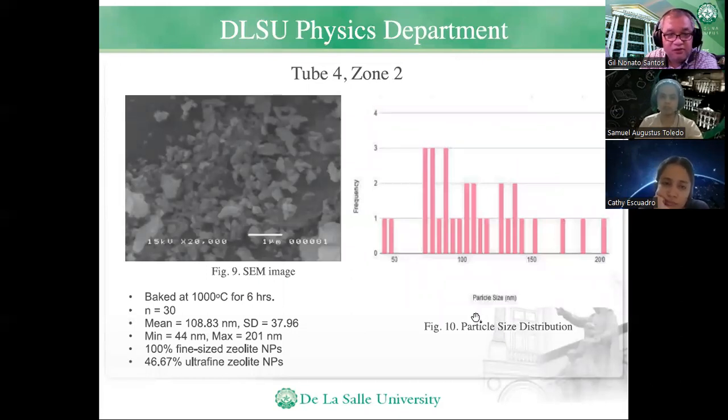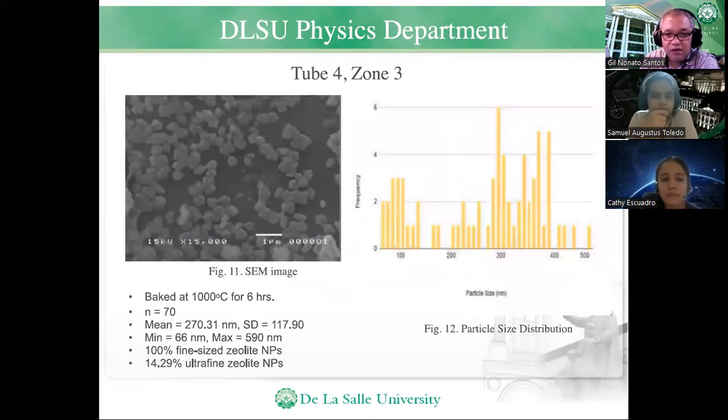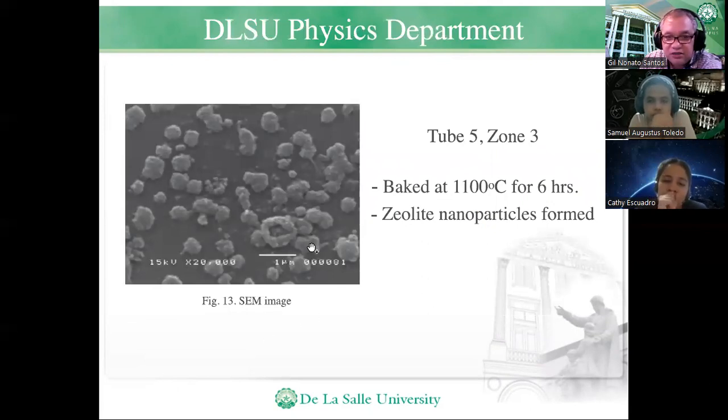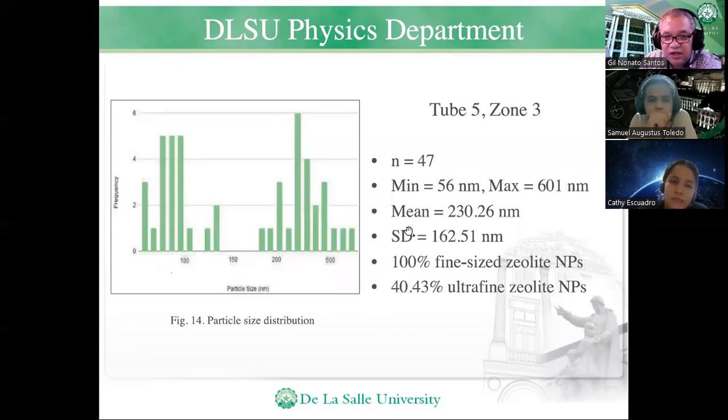And then for tube 4, baked at 1000 degrees for 6 hours, for 30 counts, the minimum is 44 nanometers and the maximum is 201 nanometers with a magnification of 20,000. So also for tube 4, for a distribution of 70, we have 66 nanometers to 590 nanometer particle size distribution. And then this is tube 5, quartz tube 5 zone 3. It has a minimum of 56 and a maximum of 601 nanometers. So we have fine nanoparticles and 40.42% ultra-fine nanoparticles.